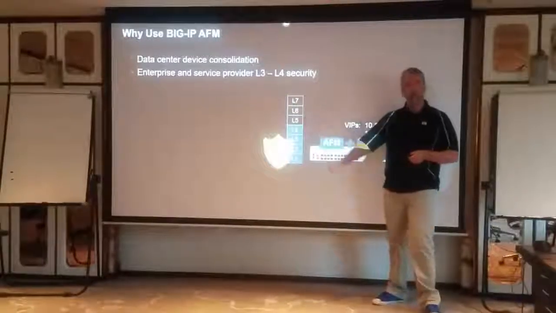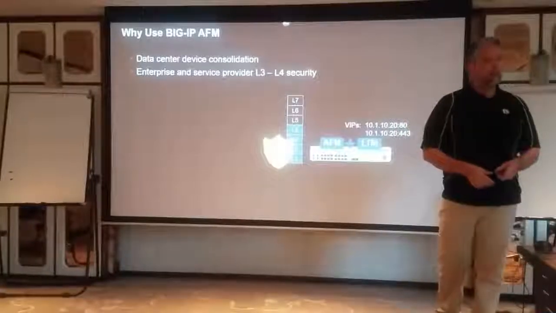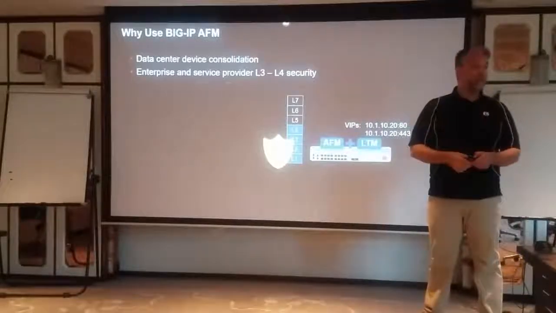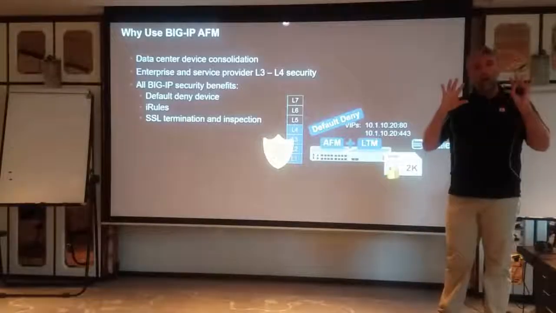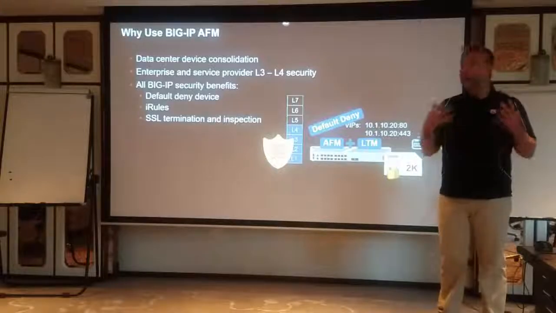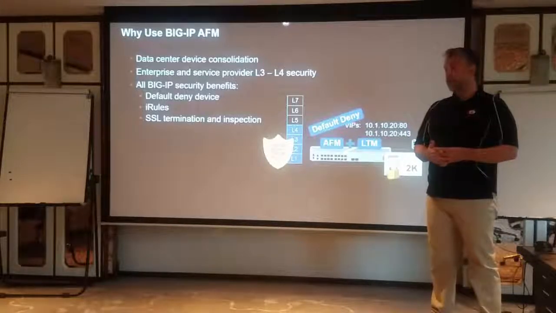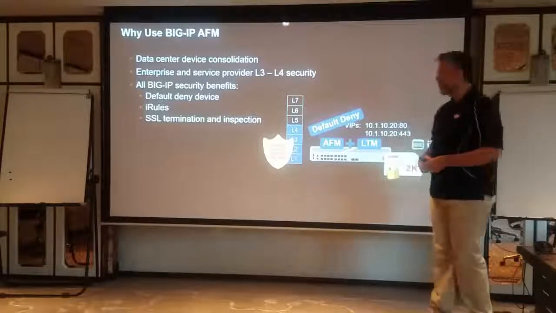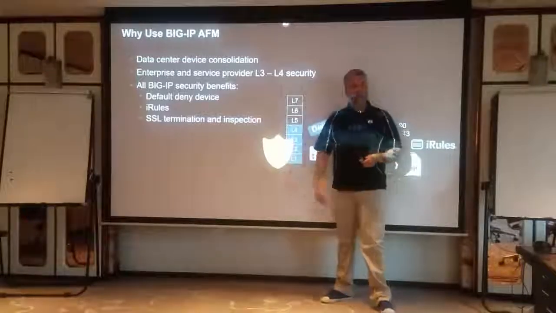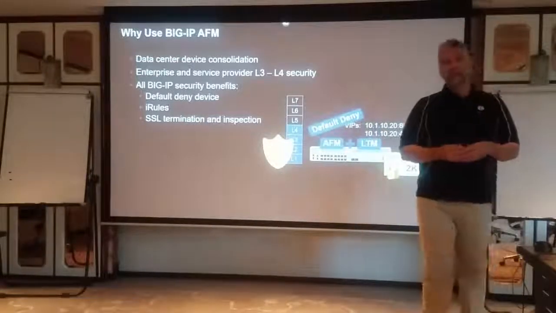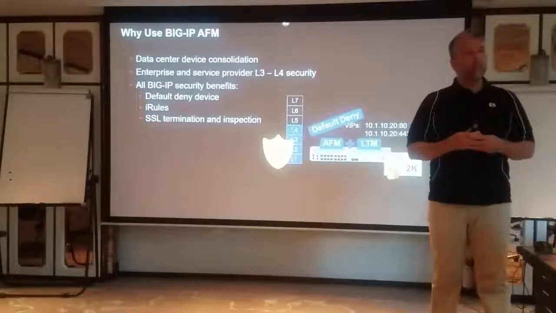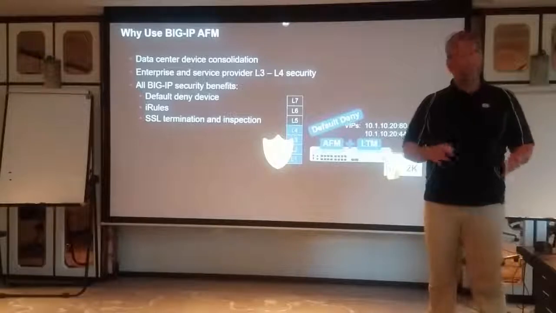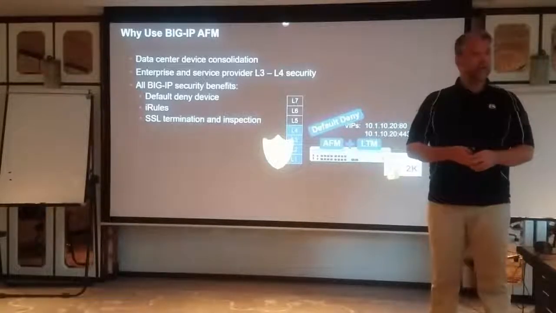This gives us full layer 3, layer 4 security for network firewall services. Very popular in the enterprise space, very popular in the service provider space. Gi firewall, a lot of our customers use AFM for that. We also feel confident using BIG-IP as our network firewall because it has so many built-in security elements, such as being a default deny device, doing SSL termination, and iRules, and many other things. In fact, some of you may know that at F5, the BIG-IP achieved the ICSA certification for a network firewall before AFM was even a product. So we were considered a network firewall before we had a network firewall.